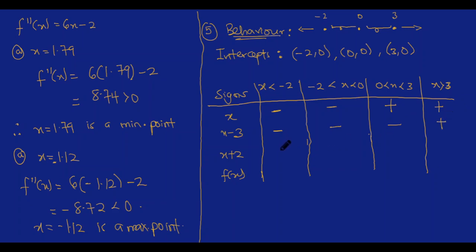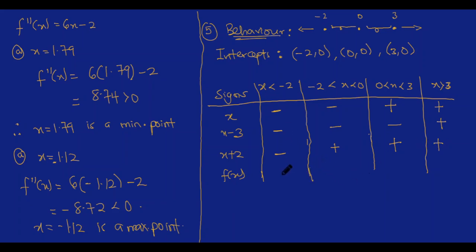For x plus 2, when x is less than minus 2, the sign of x plus 2 is negative. And when x is between minus 2 and 0, the sign of x plus 2 now becomes positive. When x is between 0 and 3, the sign of x plus 2 is positive. Likewise, when x is greater than 3.